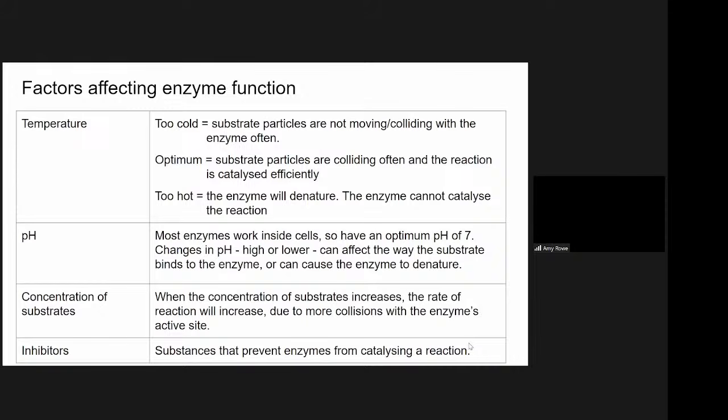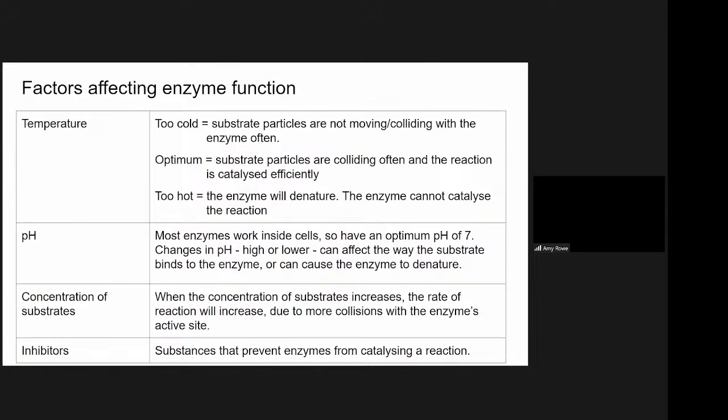All right, so just the summary, factors that affect enzyme function. Things like temperature. If it's too cold, our substrate particles and our enzyme are not going to be moving around with much kinetic energy. They're not going to be colliding with the enzyme very often, so there are going to be fewer successful reactions occurring. At optimum temperature, our substrate particles are colliding often with our enzyme. Therefore, they're binding to the active site and the reaction is able to be catalyzed efficiently.